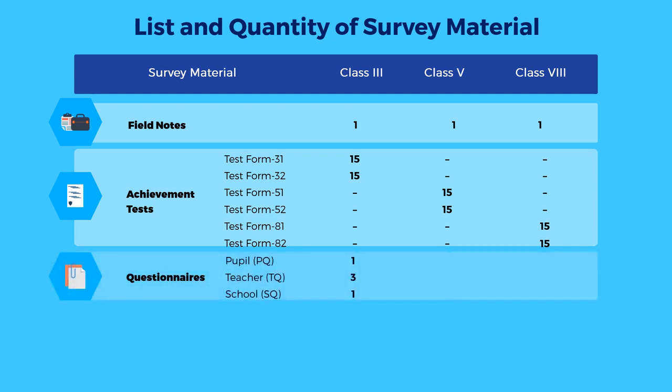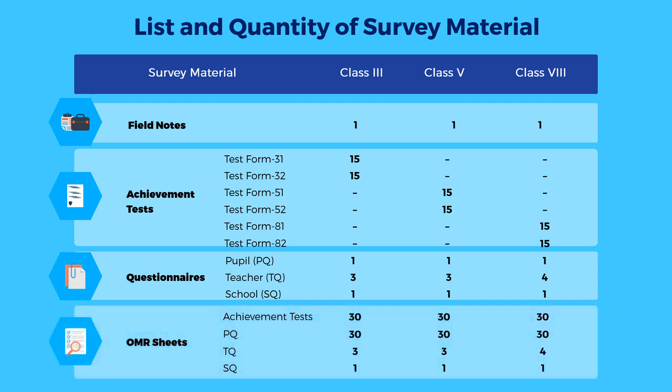3 different questionnaires, pupil, teacher and school, are needed. 1 copy of PQ, 4 copies of TQ if schools have different subject teachers, and 1 copy of SQ are needed. And lastly, OMR sheets need to be sent. There will be 30 OMR sheets for each grade across different test forms in a class. There will be 30 PQ OMRs for each grade, 4 OMRs for TQ, 1 OMR for SQ.